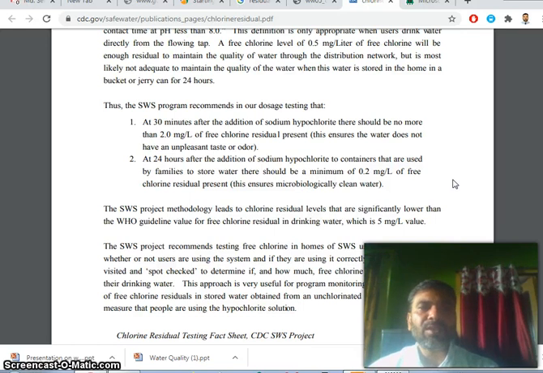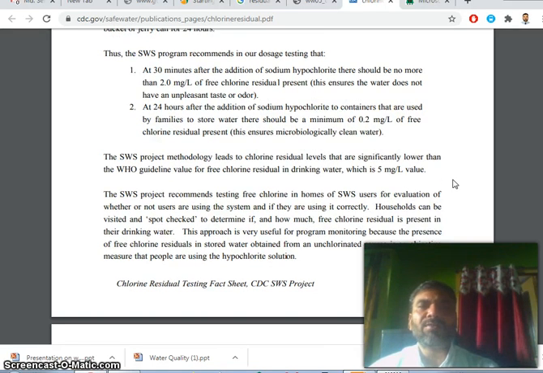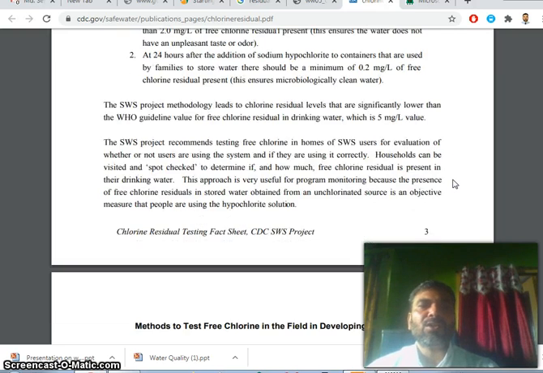Thus, we recommend in our dose testing that at 30 minutes after the addition of sodium hypochlorite, there will be no more than 2.0 milligram per liter of free chlorine residual present. At 24 hours after adding sodium hypochlorite to containers that are used by families to store water, there should be a minimum of 0.2 milligram per liter of free chlorine residual present. So the SWS project methodology leads to chlorine residual levels that are significantly lower than the WHO guideline value for free chlorine residual in drinking water, which is 5 milligram per liter.